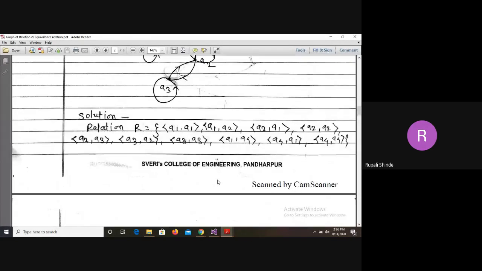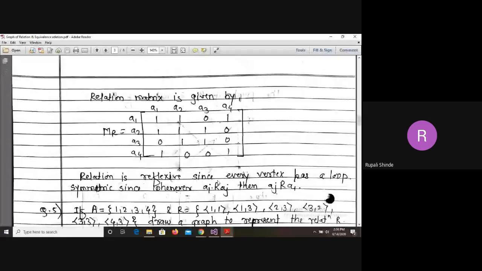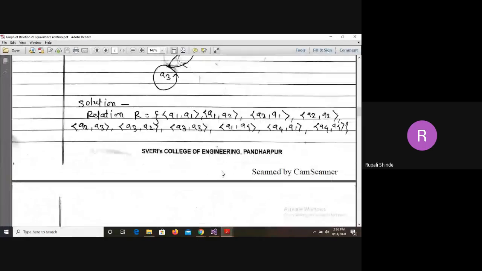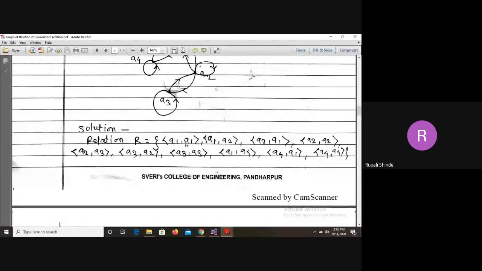I think only these three properties are satisfied by this given relation: reflexive, symmetric, and transitive. Check whether it is transitive. A1, A1, A1, A2. Final answer is A1, A2. Next one A2, A2, A1, A1. Okay, correct.